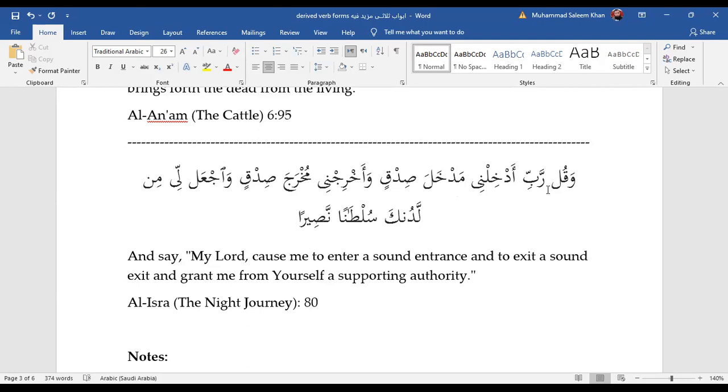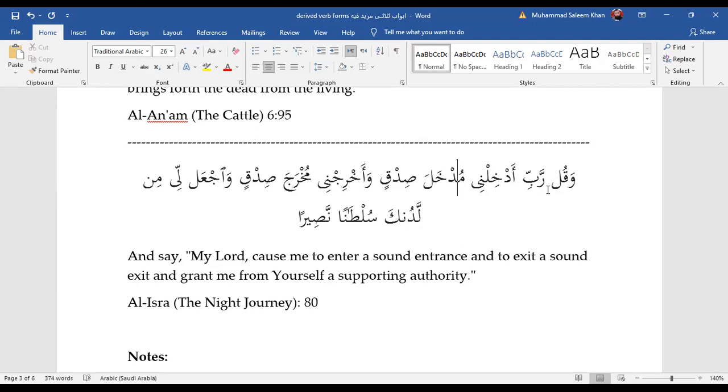Dakhala will be yadkhulu, and from that, madkhal. And mudkhal is from adkhala yudkhilu. So we are asking Allah Ta'ala, it should be adkhal, not dakhala, because we are asking Allah subhanahu wa ta'ala to enter us.